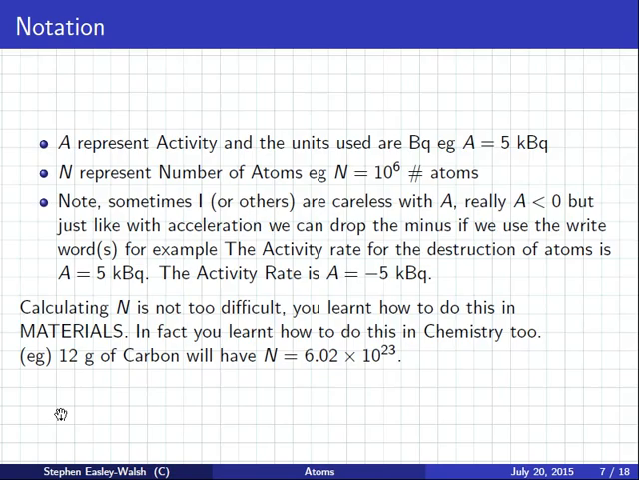Is it not though? I thought it was 12 Avogadros in 12 grams. One Avogadro in 12 grams. 12 minus 12 is 1? 12 minus 12 is not 1, it's 0. Anyways, move on. 12 divided by 12, it's 1. 12 grams of carbon will have 1 Avogadro number of atoms.